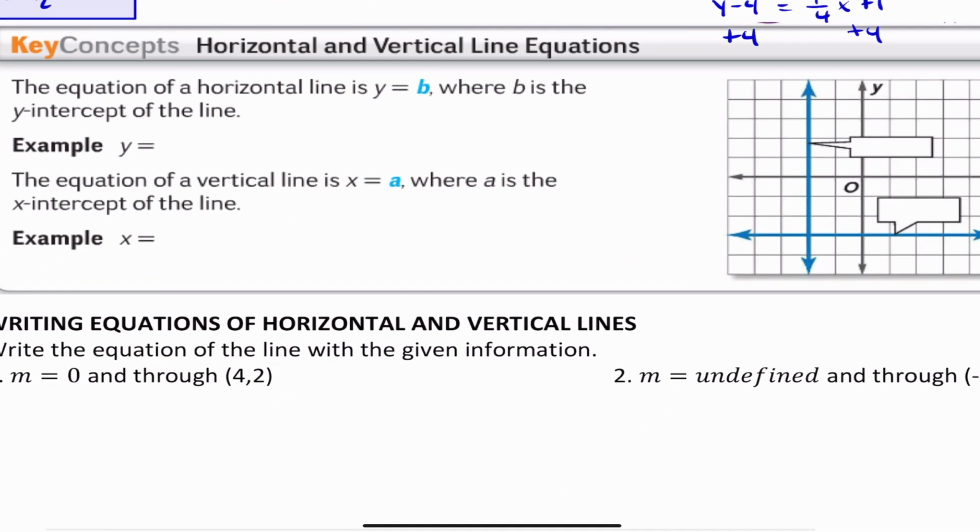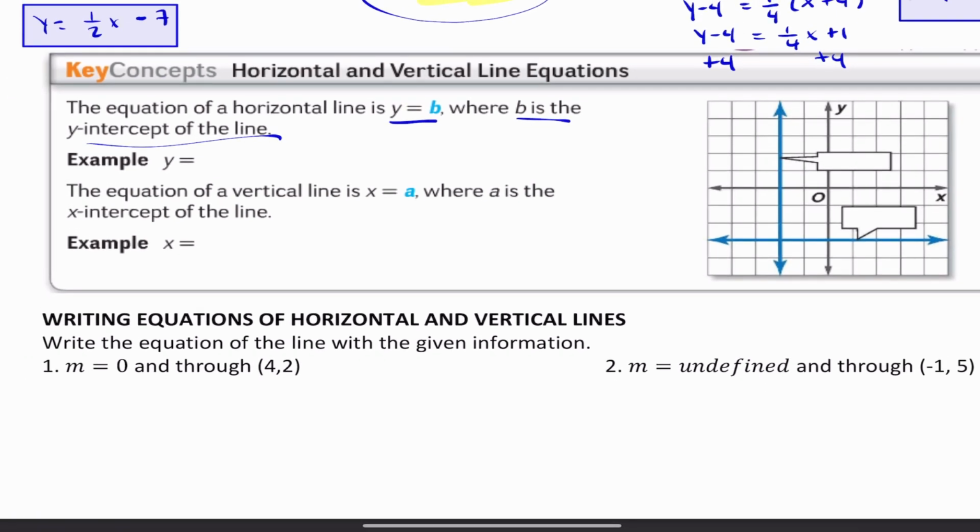Okay, here we go. The next one, horizontal and vertical line equations. The equation of a horizontal line is y equals b, where b is the y-intercept of the line. Example, if we look to the right, what is the horizontal line? The horizontal line should look like this, and then this is my vertical line. So the horizontal line here is this. What is the equation of that?